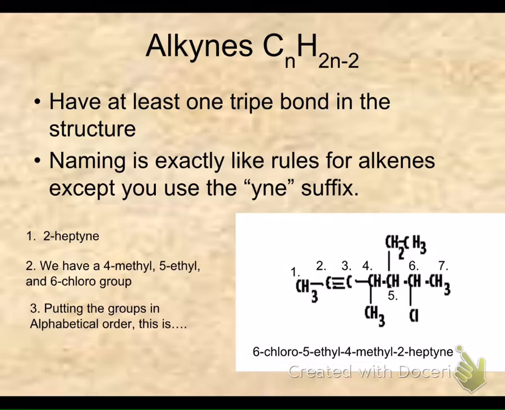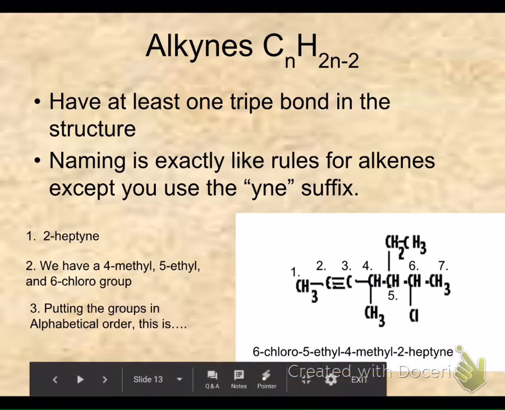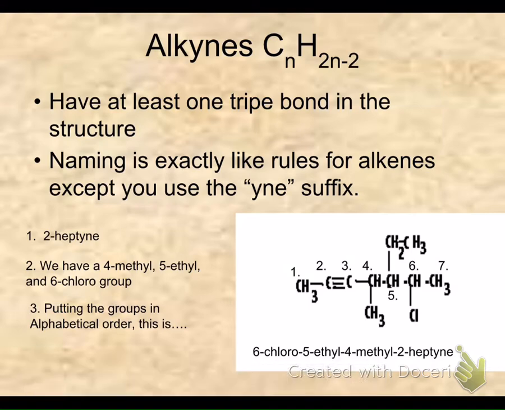Now, we do have quite a few groups on this one, and in this example, I wanted to tell you that when you have more than one branch group, we have to put them in order. But it's not number order. This is what tricks some people. It's actually alphabetical order. We can see here that I have a chlorine coming off carbon 6. That's a chloro group. I have a methyl coming off carbon 4. I have an ethyl coming off carbon 5, and then another methyl coming off.